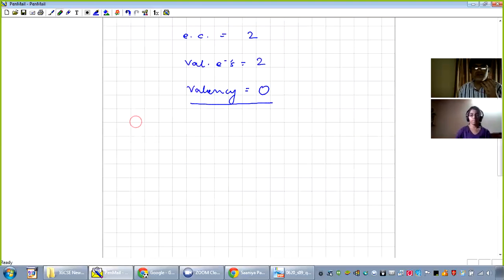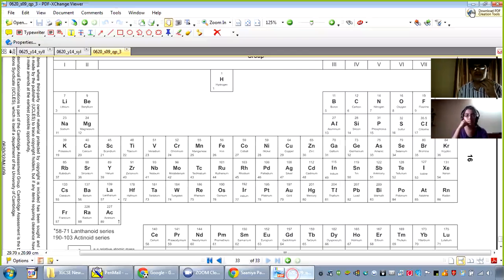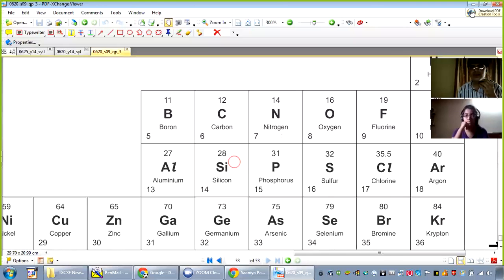I'm just going to jump to some other elements in order to explain to you the definition of valency. The next element that I'm going to consider over here is oxygen. I'm just going to take you to the periodic table. You can see where oxygen is. The element oxygen is over here. I'm just going to zoom in a bit more. This is what you can see.